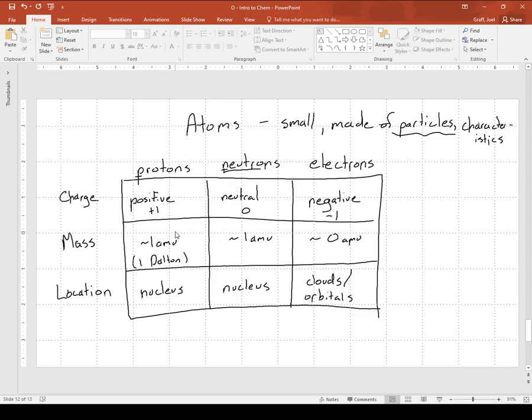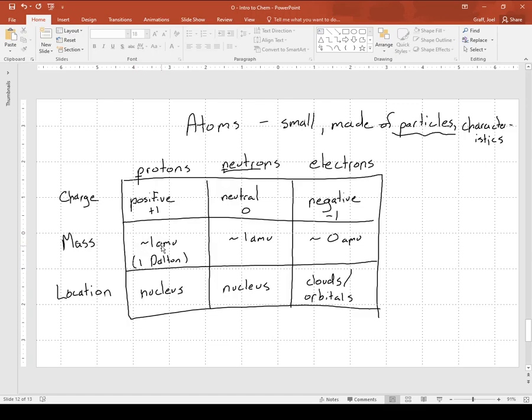Next up, we've got mass. Of course, these are very small particles, so small that we have to come up with a unit called an atomic mass unit to describe it. The protons and neutrons are each about 1 atomic mass unit. In biology, we sometimes use daltons and kilodaltons to describe the size of larger biological molecules. For example, when we get to proteins, we often talk about the size of proteins in kilodaltons, or thousands of daltons.